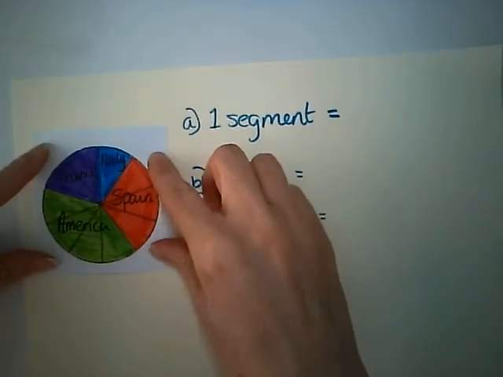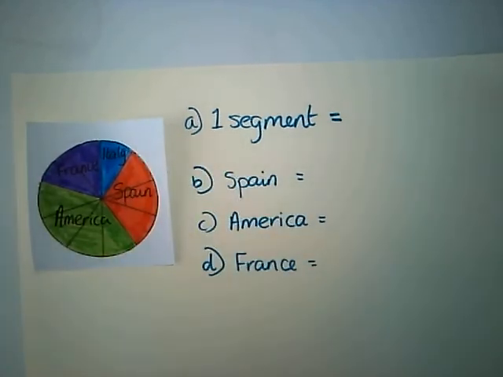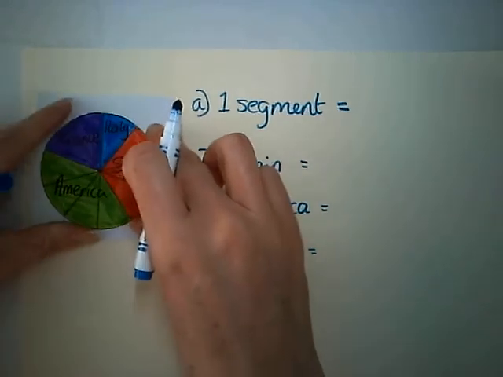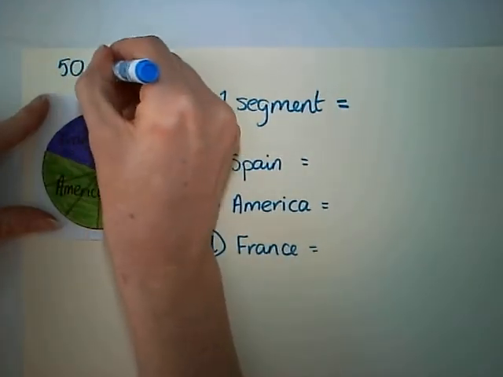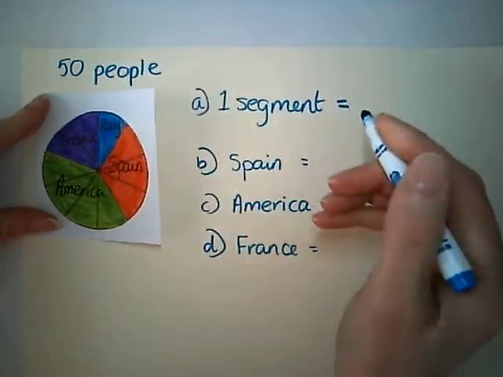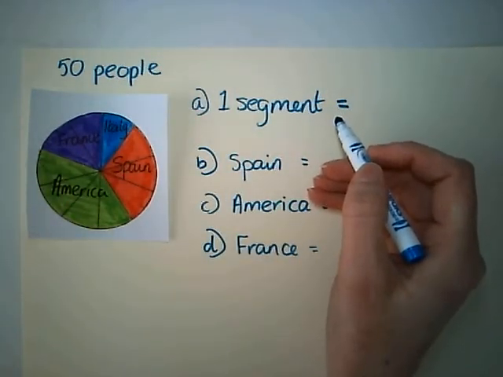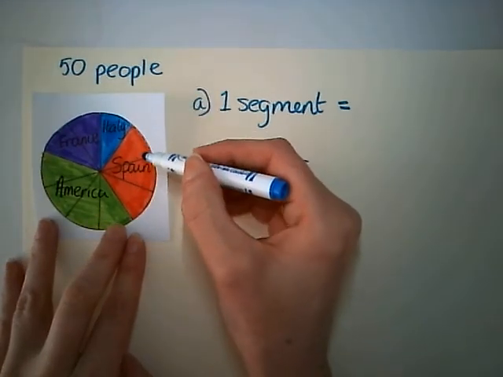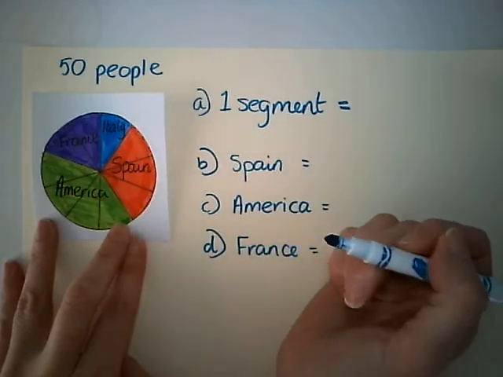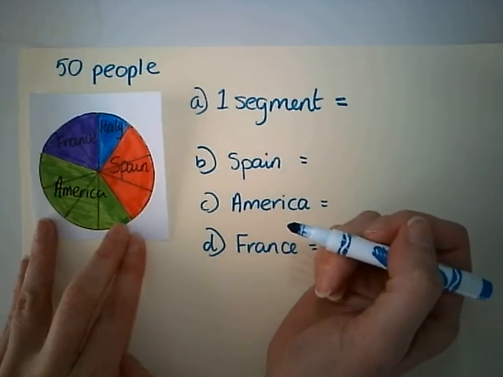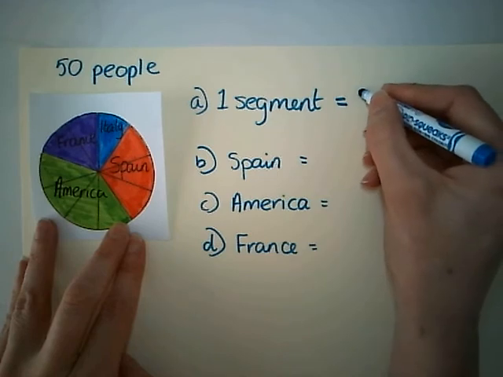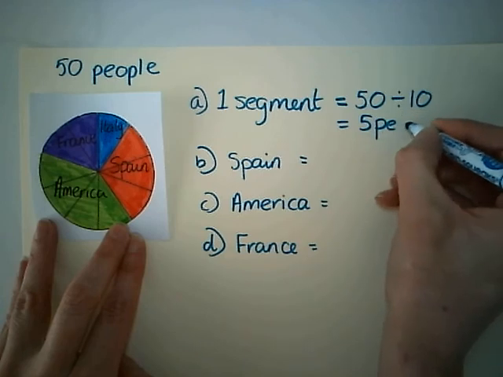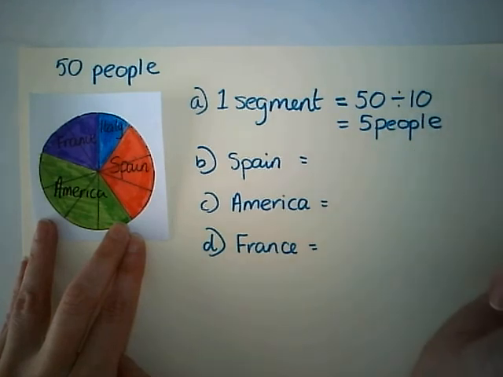Okay, moving on to the example that I put in the notes. It was talking about people's favourite holidays. Okay, and there was 50 people in total. And you're asked what one segment would represent, how many people. So there are 10 parts here if you count all the individual sections. Okay, there are 10 segments on this pie chart. So to find one segment, you would just do 50 divided by 10, which is 5 people. So one segment represents 5 people.